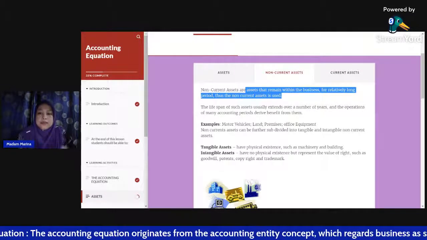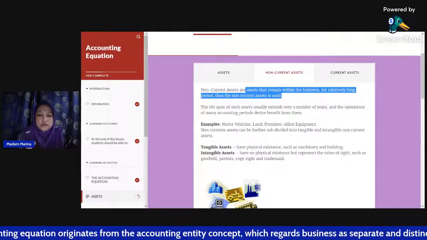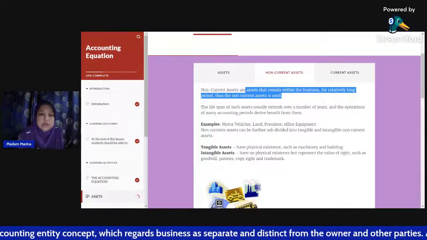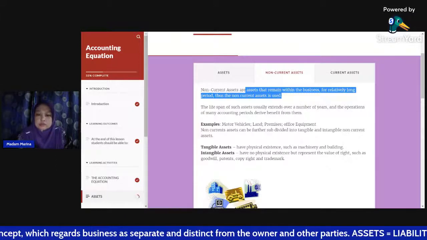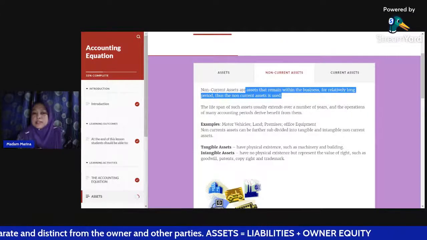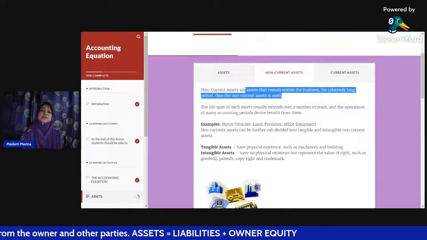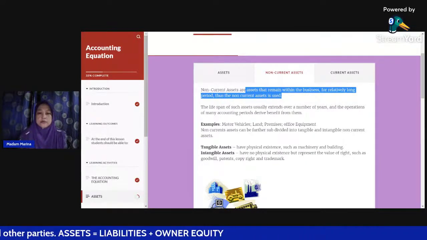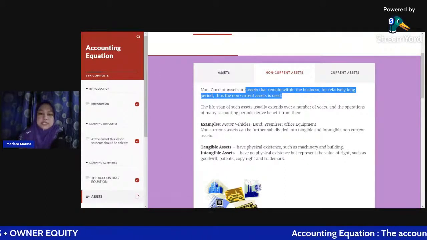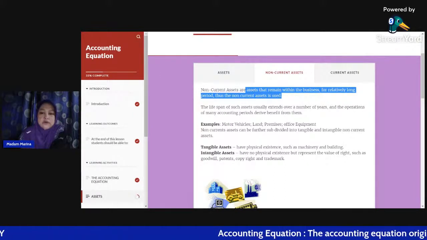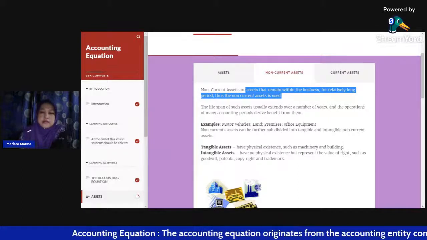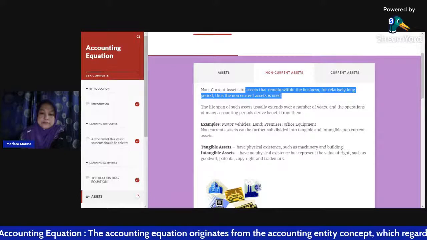Lebih daripada satu accounting period. Means that relatively long period. Dia bukanlah digunakan untuk 1 month, 2 month, 3 month, relatively long period. Normally more than one accounting period. Normally accounting period is 1 year. So the lifespan of such asset usually extends over a number of years, and the operations of many accounting periods derive benefit from them.